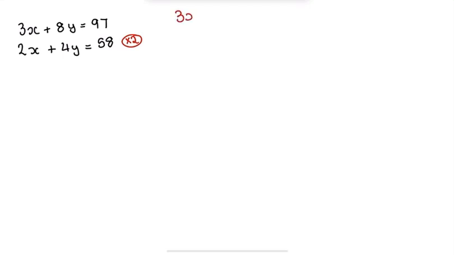The top equation is going to stay the same, 3x plus 8y equals 97, whereas the bottom equation is going to change. Now I need to make sure to multiply everything by 2. 2x times 2 is 4x, 4y times 2 is 8y, sorry. And then 58 times 2 is 116. And now we can go ahead and add or subtract the equations.